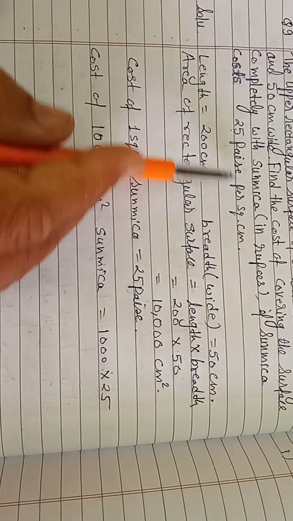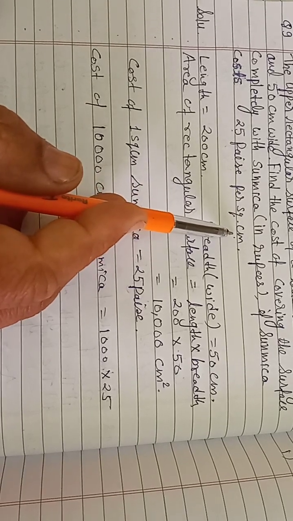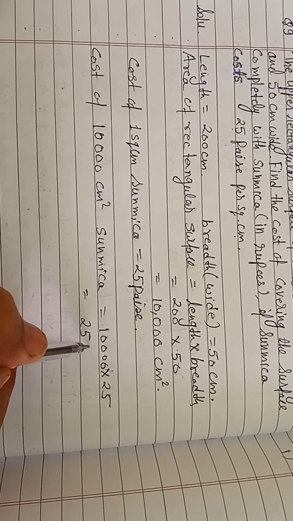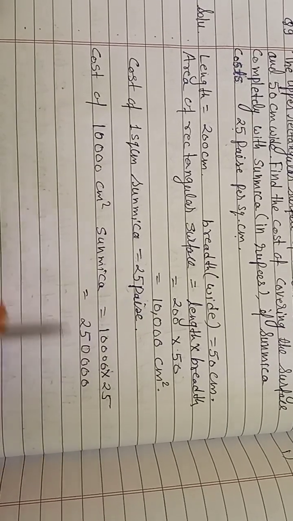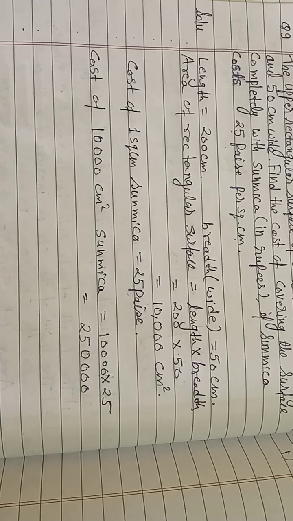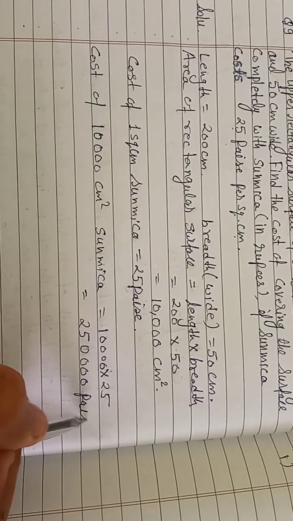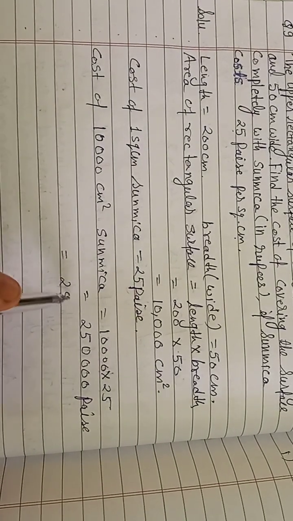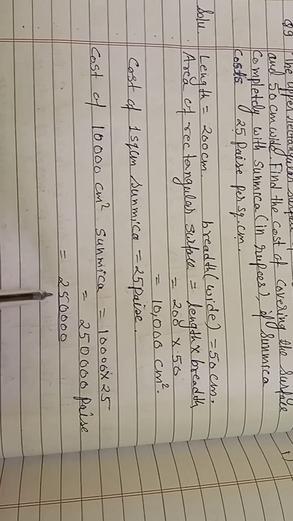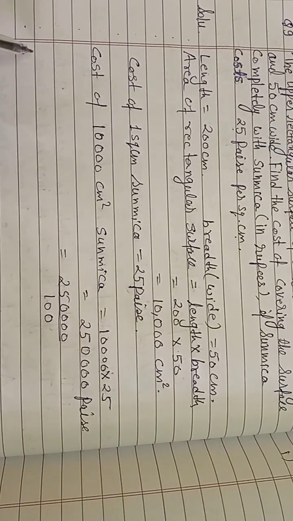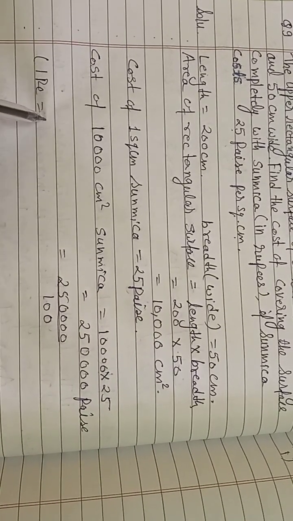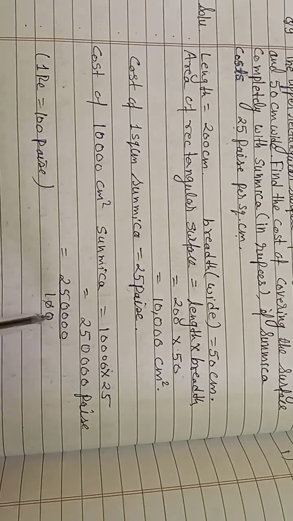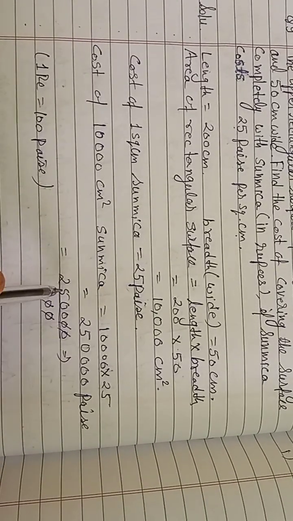Now what is it given? 25 paisa per square centimeter. If you multiply, it will be 25 and 1, 2, 3, 4 zeros. It will be in paisa. If we have to convert into rupees, we have to divide 25 and 1, 2, 3, 4 zeros paisa by 100, because we know 1 rupee equal 100 paisa. So cancel it. Then how much are you getting? 2500.